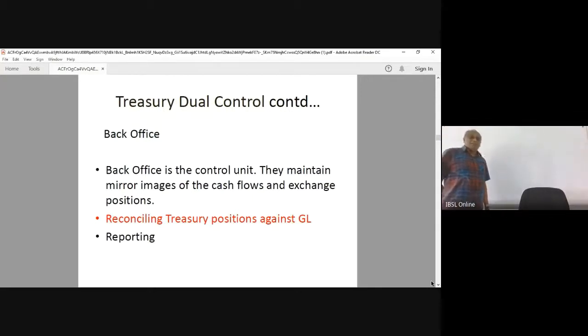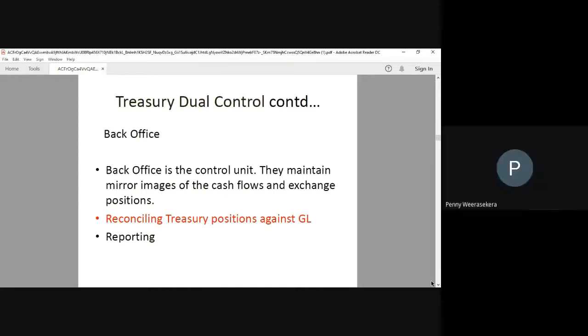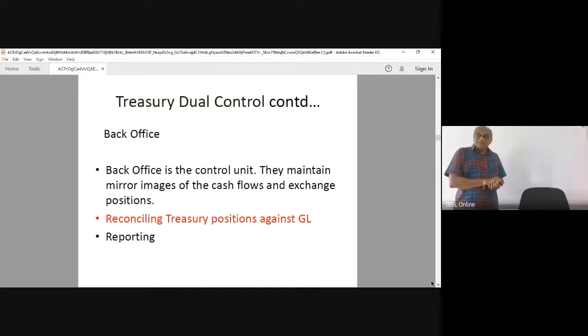Other one is the back office. Treasury back office is the controlling unit. Right? That's a controlling unit. They maintain mirror images of the cash flows and exchange positions. Then reconciling treasury positions against GL and reporting. Reporting to whom on a daily basis? Central Bank. Yes, Central Bank.